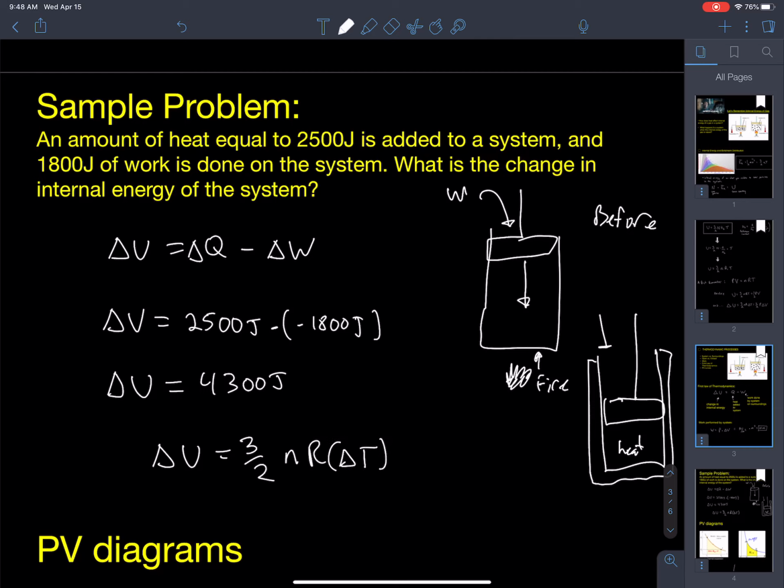Okay, so my temperature is going to be changed by 4,300 joules. Okay, that's pretty cool. So that's an example of how we can superheat a gas. You're heating it and you're doing work on it at the same time by compressing it, and that gas is going to get super, super hot.